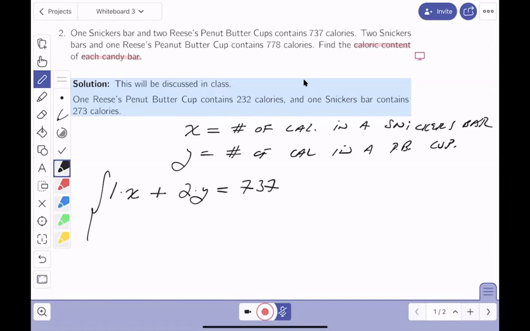Let's write the next sentence down. It says 2 Snicker bars. Well, how many calories are in 2 Snicker bars? It's twice X. And 1 Reese's peanut butter cup. That's going to be 1 times Y is equal to 778.